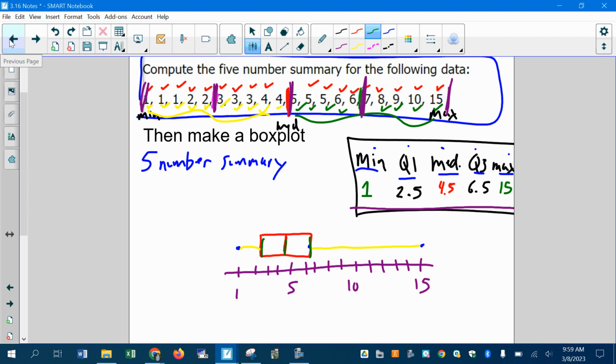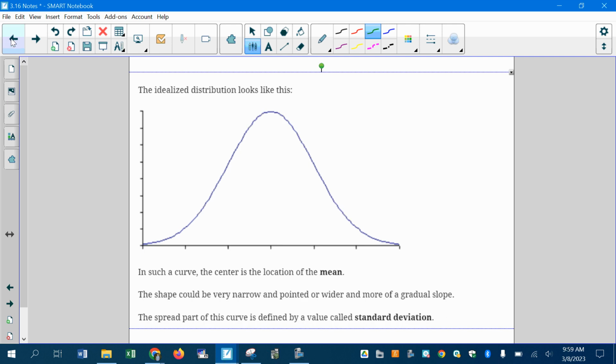Cool? Okay. I need you to be able to make a box plot, and we'll work on that. Cool? I wanted to make a couple of other comments.